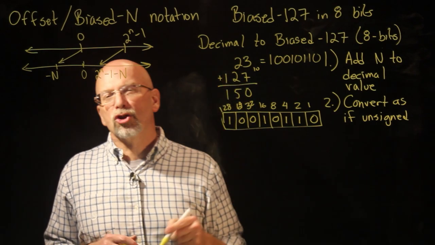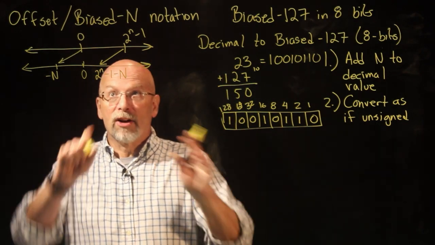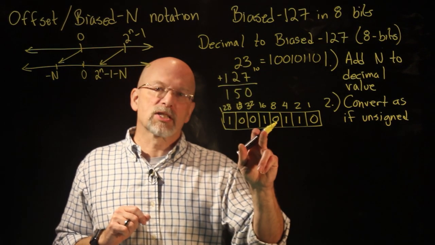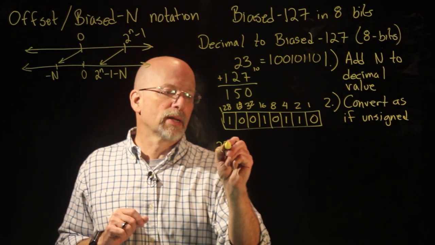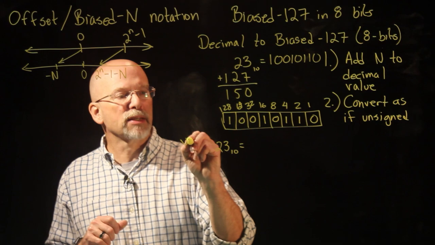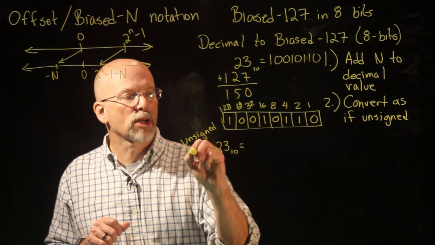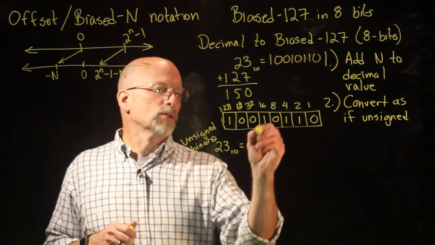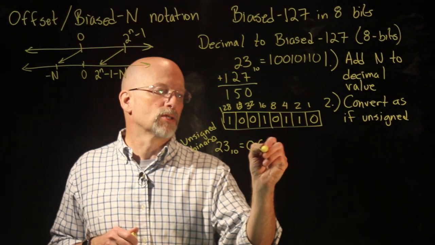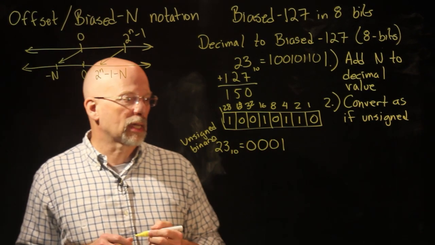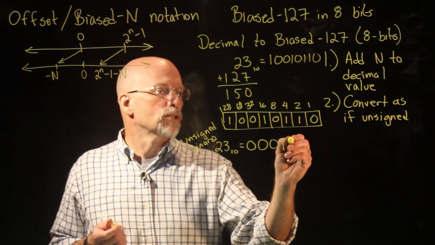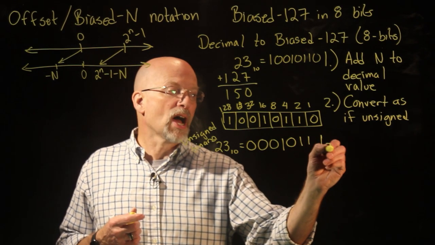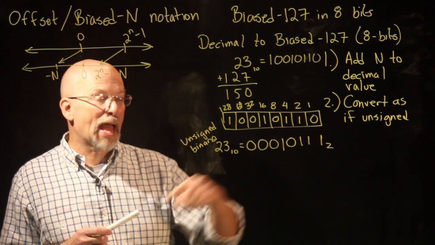So what is 23 in unsigned binary? What would it be in this number line position? We're not talking about biased right now. We're talking about unsigned binary. All right, in unsigned binary, 23 is equal to a 16. So there's no 128, there's no 64, there's no 32, but there is a 16. That leaves 7. So there's no 8, but there is a 4, there is a 2 and there is a 1. So in unsigned binary, 23 equals that.